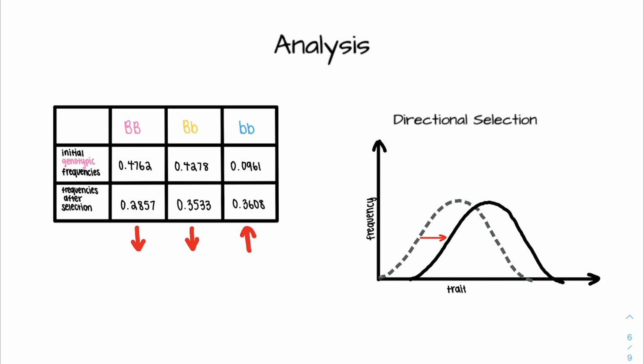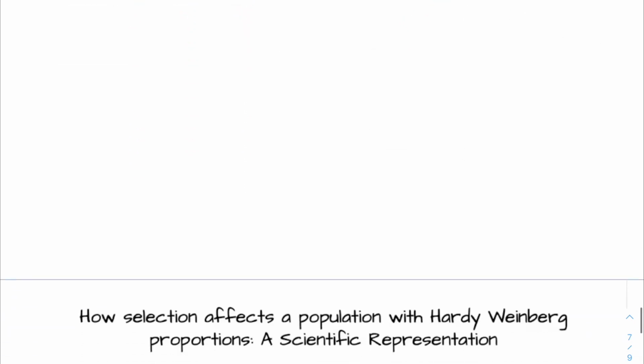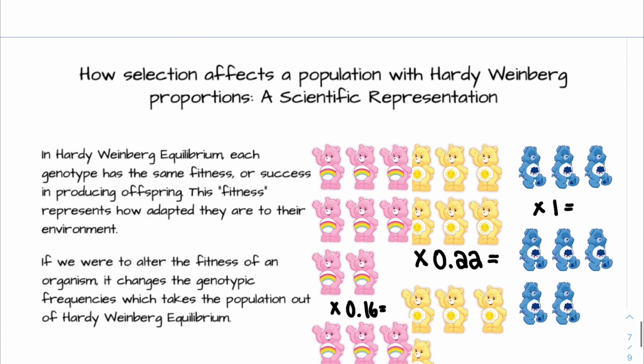Scientifically, the fitness that we were given affects genotypic frequencies. If fitness is how well an organism is adapted to their environment, a low fitness would put that specific individual at a disadvantage. Altering the fitness of an individual pulls our population of Care Bears in Care Lot out of Hardy-Weinberg equilibrium.